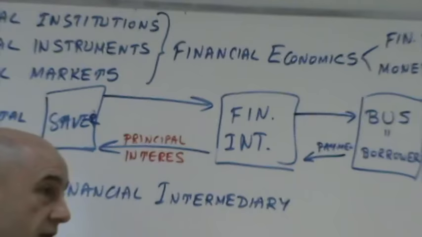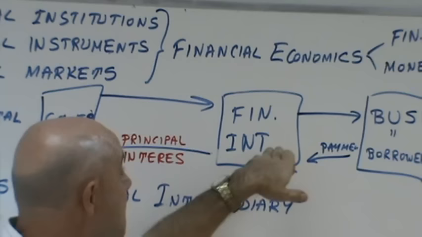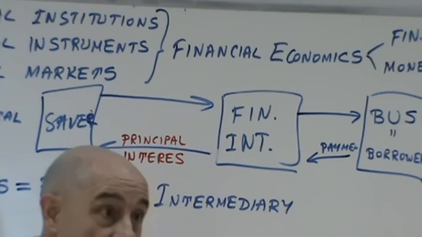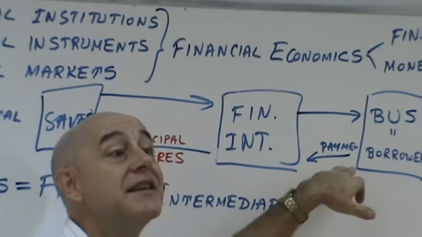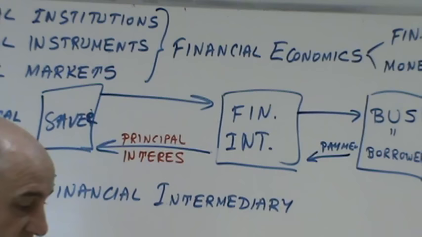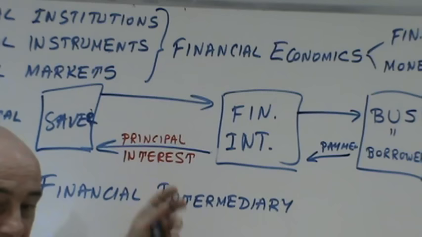Now, when the borrower makes a payment, the payment always has two components. The payment has a component of principal, so they're paying down part of the principal, and they're paying some interest on top of the principal. Well, that's a simple, basic structure.